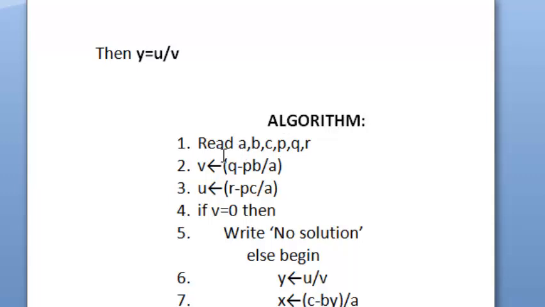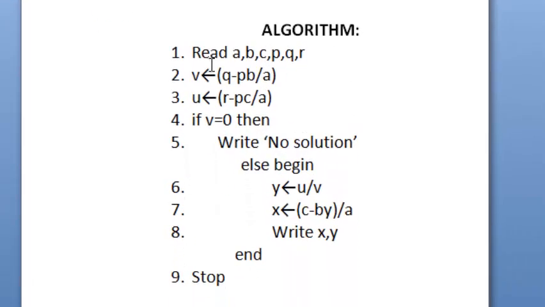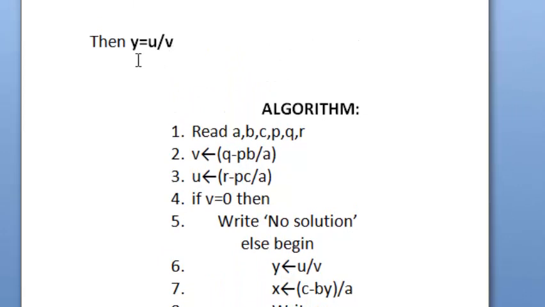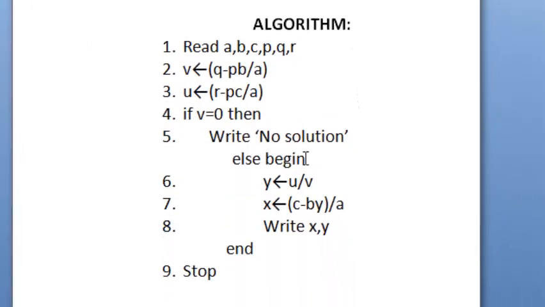Now the algorithm for this method is, first we read all the coefficients which are a, b, c and p, q, r, and then find the values of v and u by using the formula q minus pb by a for v, and u can be calculated by using r minus pc by a. Now we check for the condition. If v is equal to 0, then we write no solution. Like here, if v is equal to 0, then y will become infinite, which is not defined. So here we write no solution.